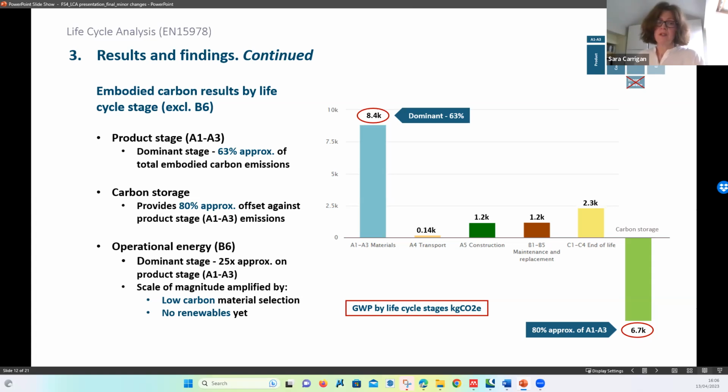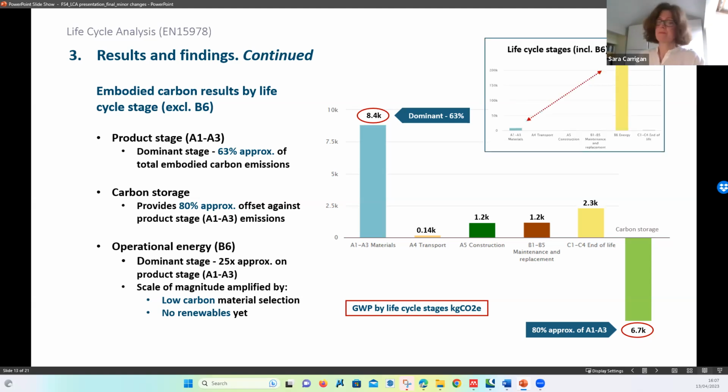As seen in the previous slide, the product manufacturing stage is dominant, representing 66% approximately of all embodied carbon emissions. We can also see the carbon storage potential of the materials used in the cottage, and they have the potential to offset up to 80% of the product stage emissions.